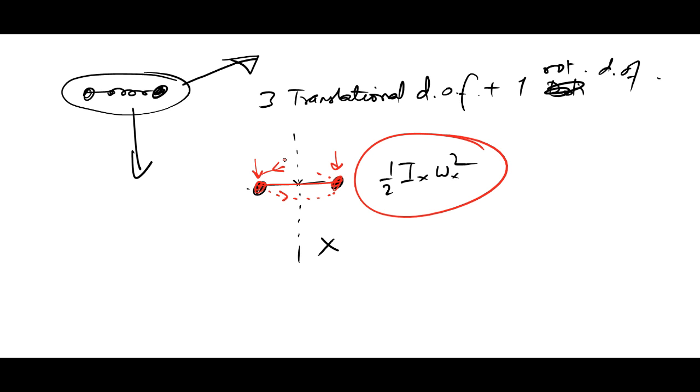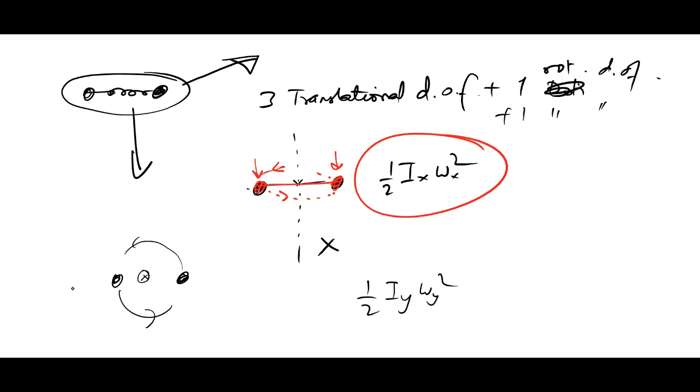Now similarly, if I draw those two atoms again, I can have a similar rotational kinetic energy about an axis which is perpendicular to the plane of the computer screen, isn't it? So these particles will actually be moving in a circle like that, and if that's the y-axis, then the kinetic energy associated with that is half Iy into omega y square. So you have plus one more rotational degree of freedom.